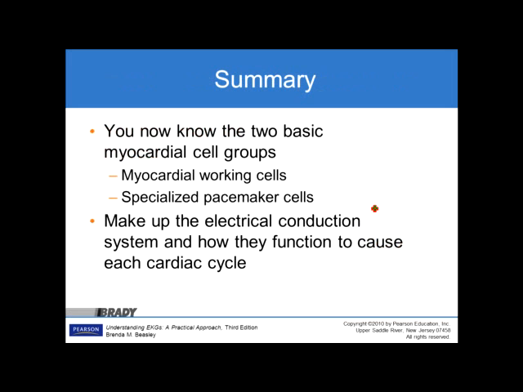Summary. You now know the two basic myocardial cell groups. One, which are myocardial working cells. They have the ability to shorten. And two, which are specialized pacemaker cells. These pacemaker cells are located throughout the sections of the heart. And we'll learn in the next slide set that each one of them has a specific rate that we're going to look at. And they make up the electrical conduction system and how they function to cause each cardiac cycle.